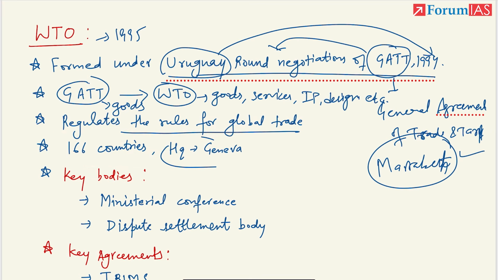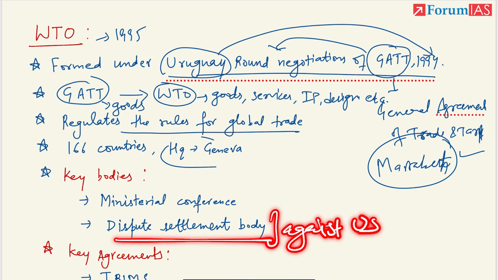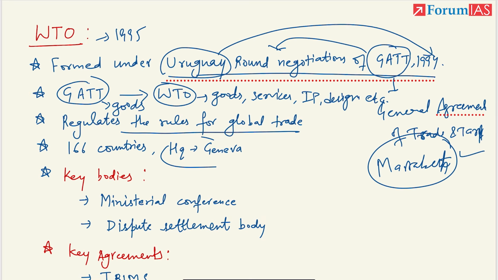How negotiations happen in WTO? There are various bodies in the WTO for the negotiation and the dispute settlement. First is Ministerial Conference, where various decisions are made. Now, as India has raised, for example, an issue with WTO against US, it will go to Dispute Settlement Body, DSB. It will decide and it will pass a judgment. Then this judgment can be challenged in an appellate body.